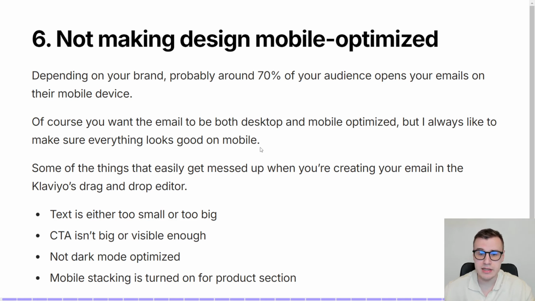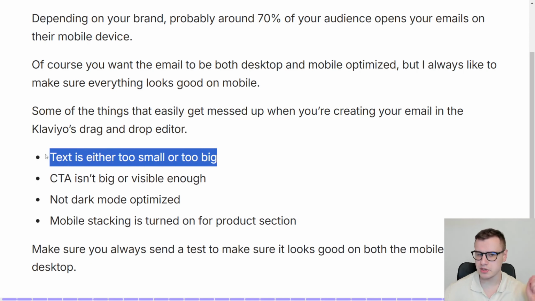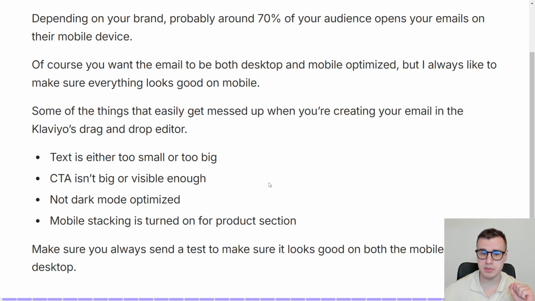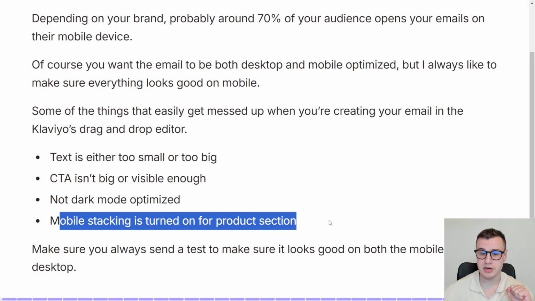Some of the things that easily get messed up while you're creating your email in Klaviyo's drag and drop editor: text is either too small or too big. This one is really common. The CTA isn't big or visible enough. And not turning on mobile optimization for the product section.